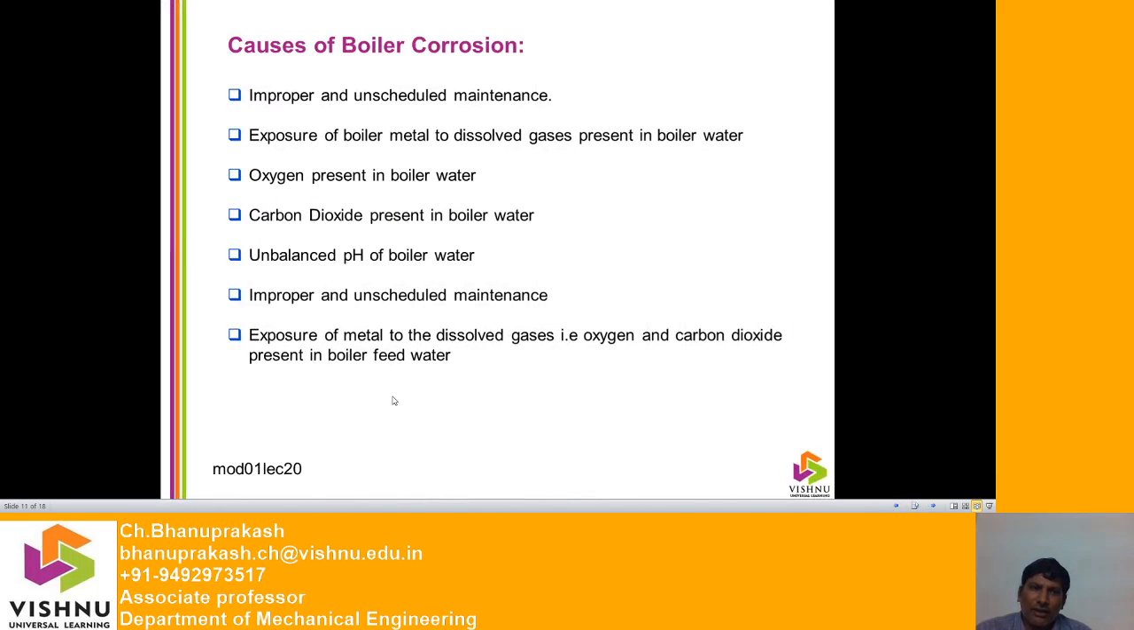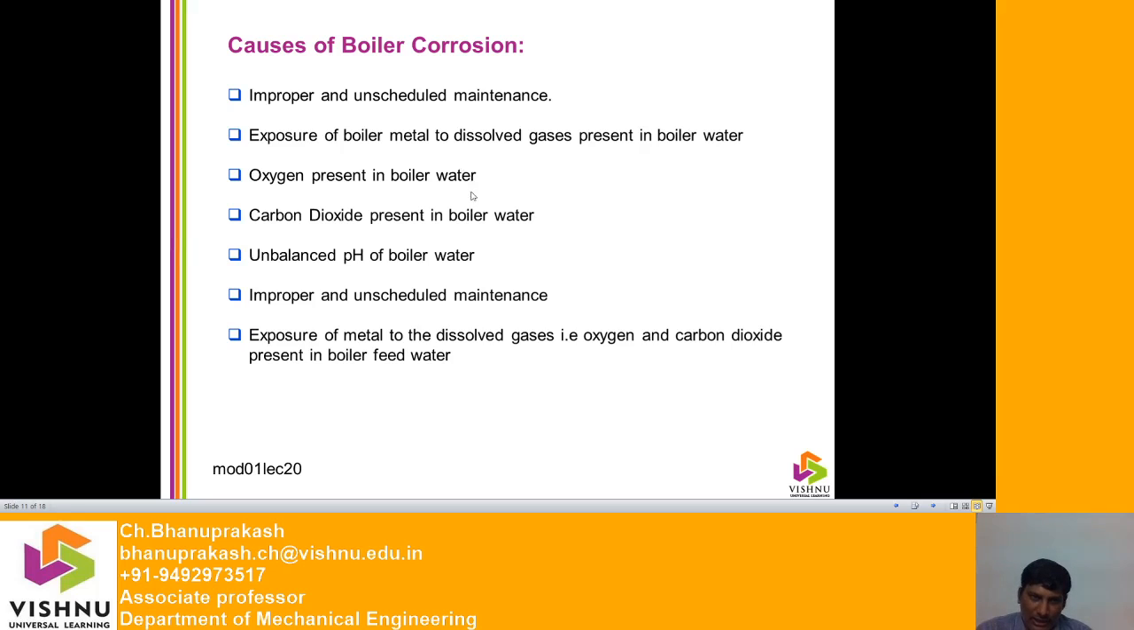So what are the different causes of boiler corrosion? We discussed one is oxygen present in the boiler and another one is the carbon dioxide present in the boiler. Along with that, some of the causes are improper and unscheduled maintenance. They are not doing proper maintenance or unscheduled maintenance. That is one reason why the corrosion will be formed. Next one is the exposure of boiler metal to dissolved gases. In the water there will be some dissolved gases present in the boiler water. That is another reason.